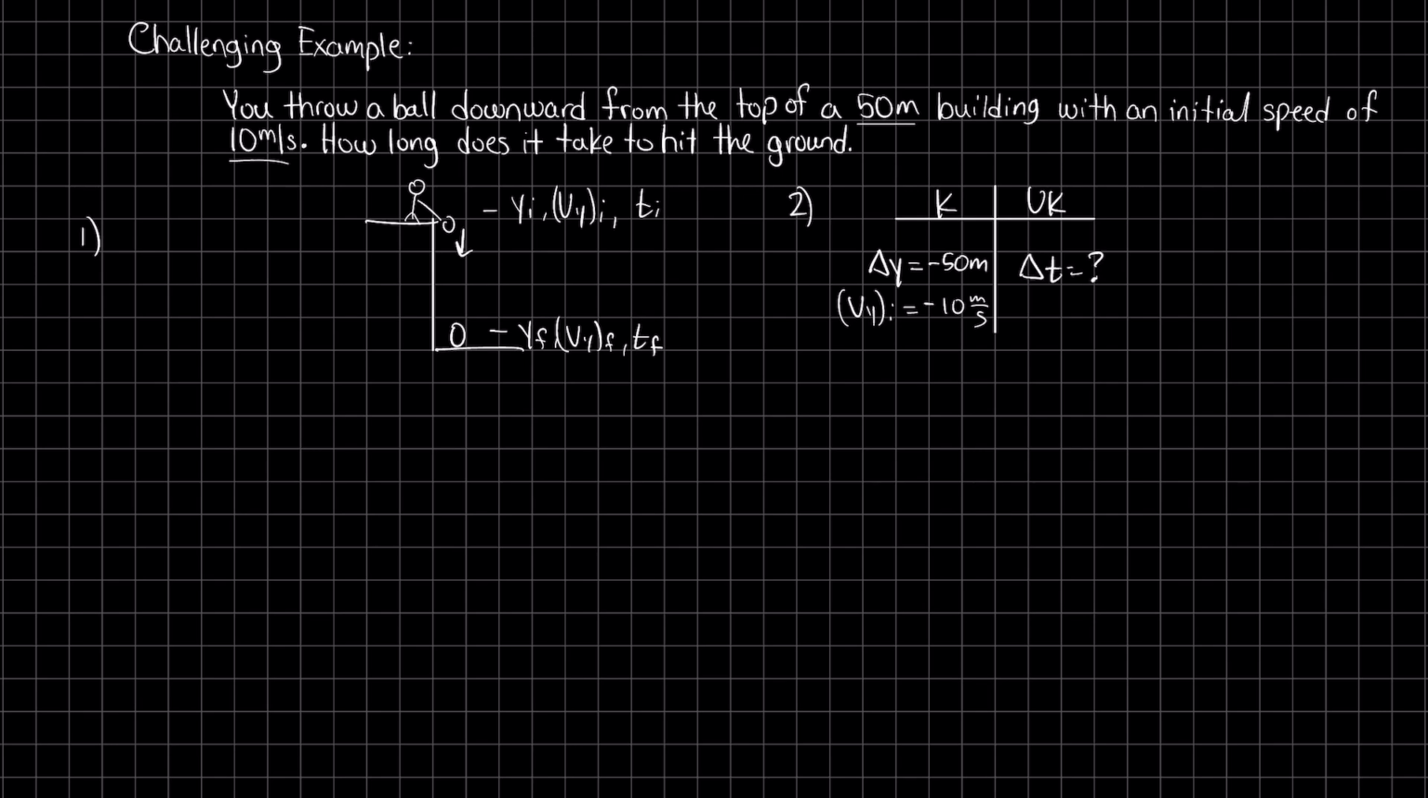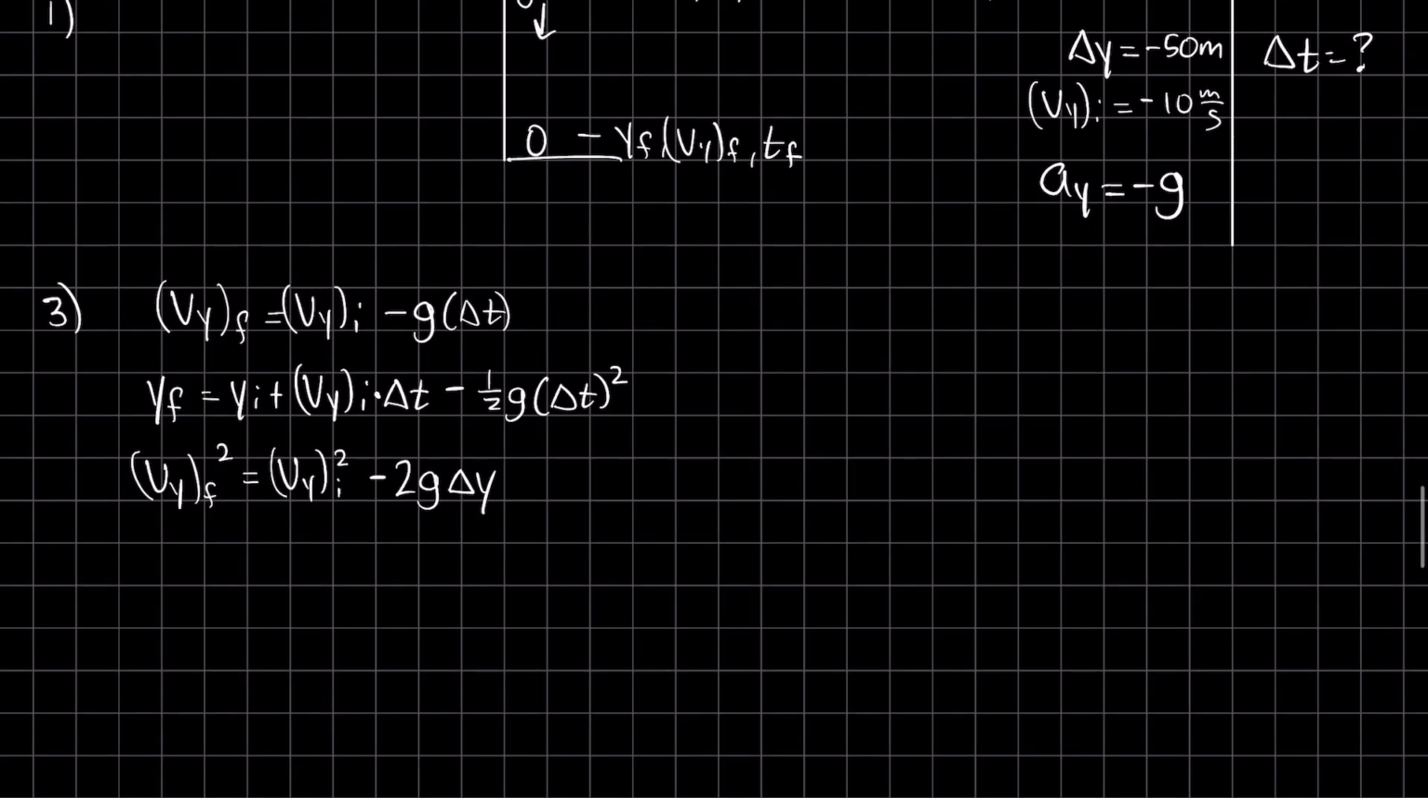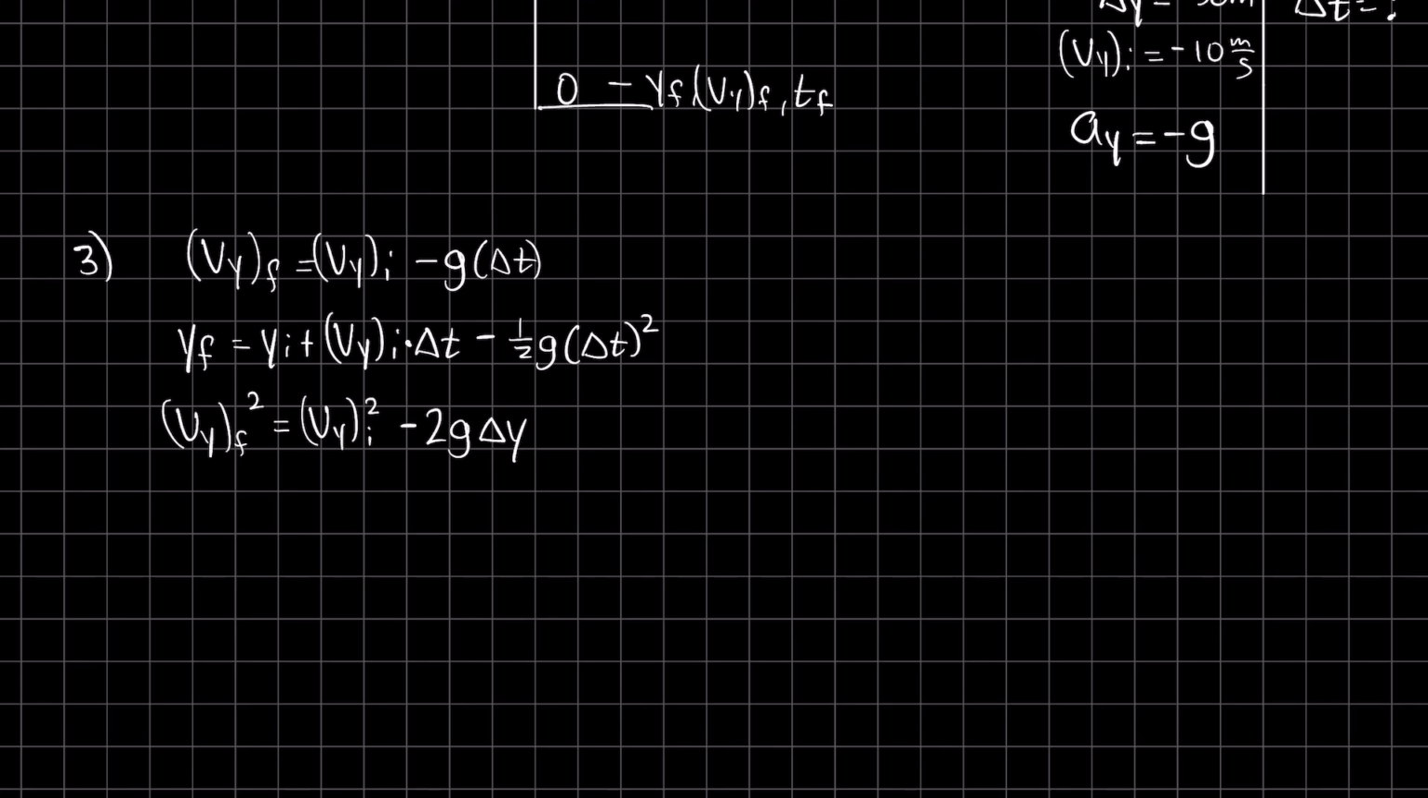Now, if I just read the question, I'm able to get those pieces of information, but I need to apply a little bit more to the situation. I need to apply the fact that I know this object is in free fall, and any object in free fall is going to have an acceleration of negative g. My next step is to choose the appropriate equation. So let's go through our equations and see which one is going to work best.